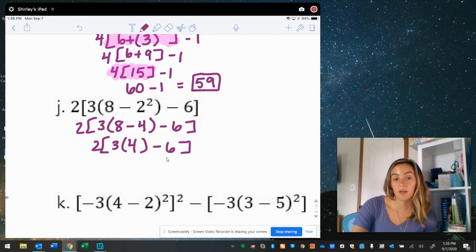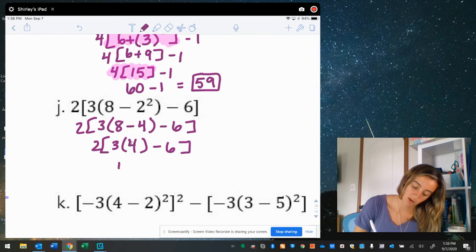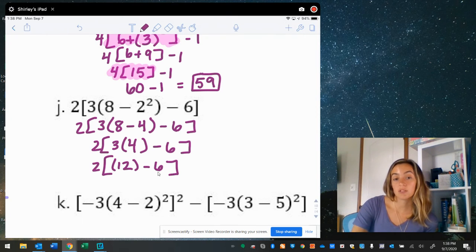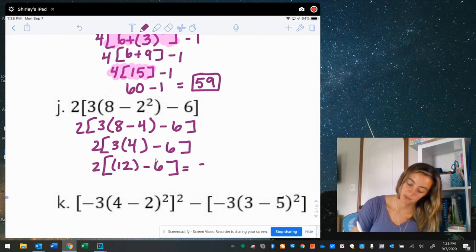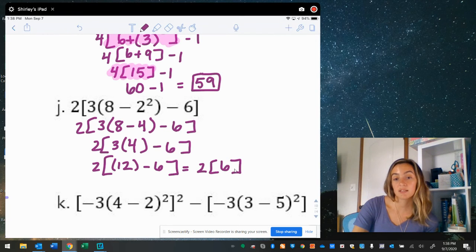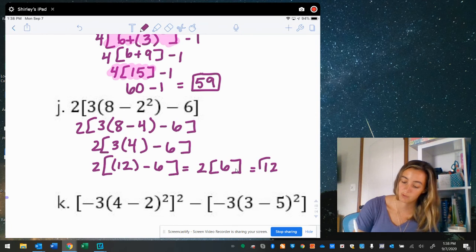So now I have this bigger set of symbols. Inside, I have 3 times 4 minus 6. Multiplication comes first. 3 times 4 is 12. Keep it in parentheses if I want to. Bring everything else down exactly as it is. Still simplifying inside those parentheses. 12 minus 6 is 6. So then I have 2 times 6 left. 2 times 6 makes my final answer 12.